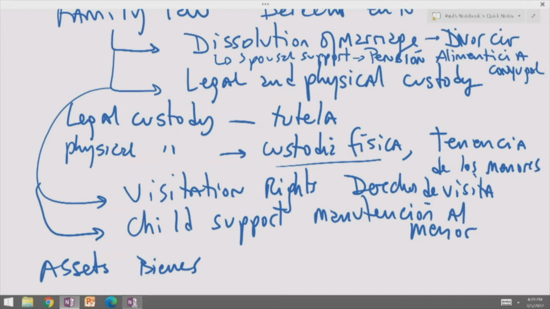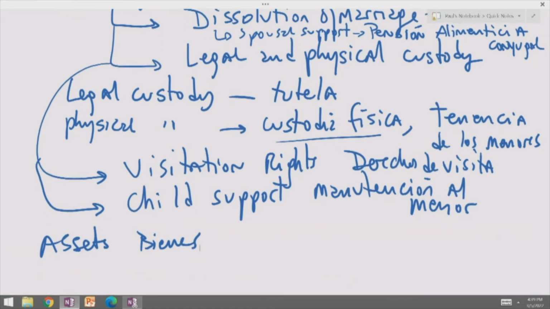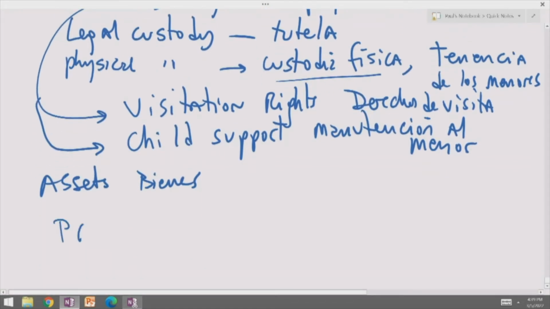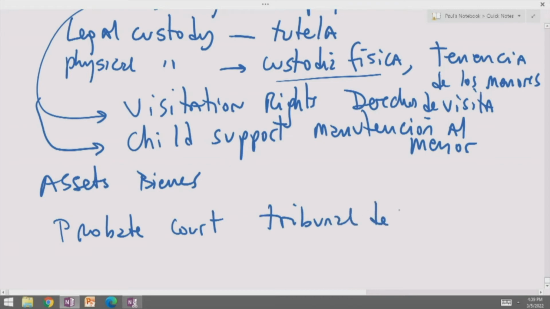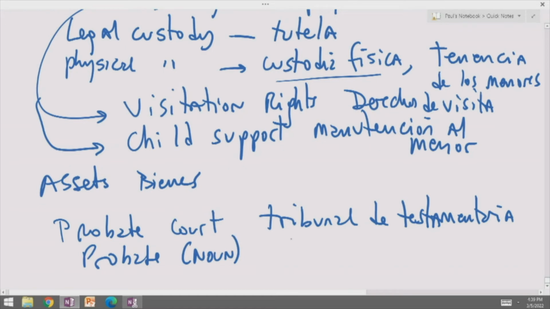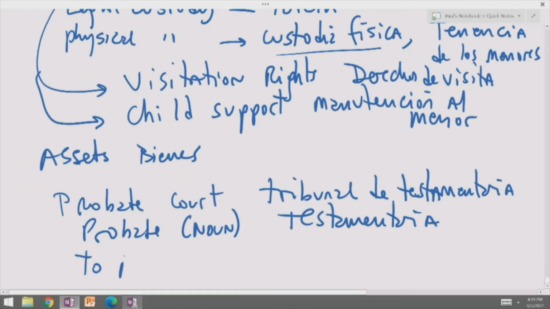The question is, how do you say probate? Probate is a very tricky question. You have probate court, Tribunal de Testamentaría. So probate as a noun is testamentaría, but they also use it as a verb, to probate, which is usually to probate a will.